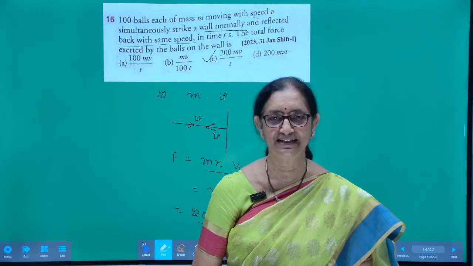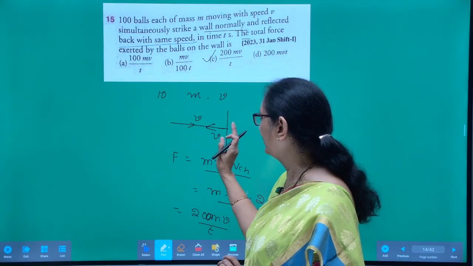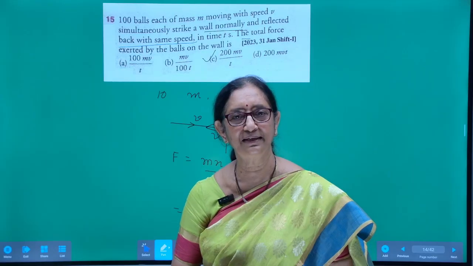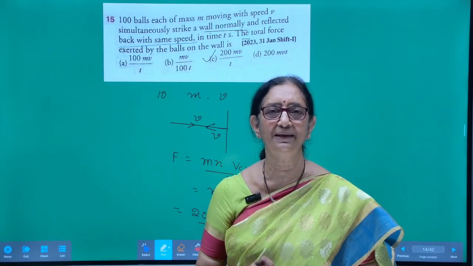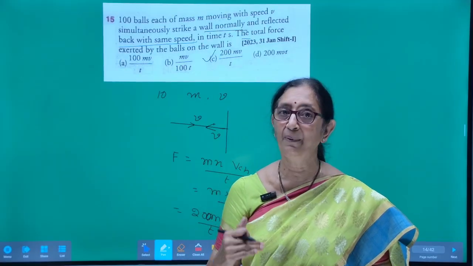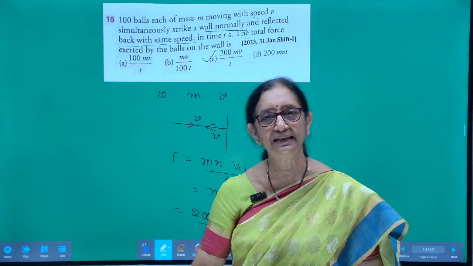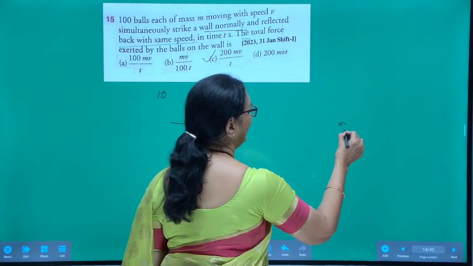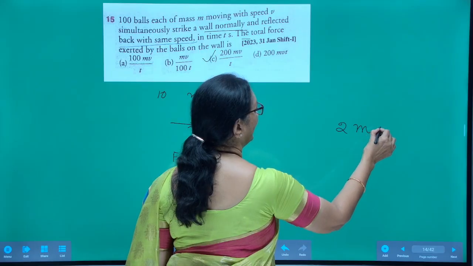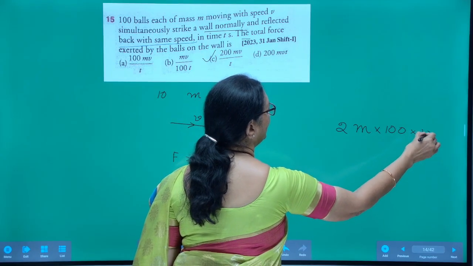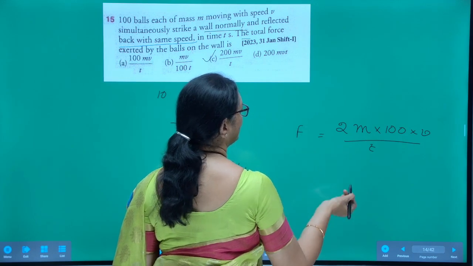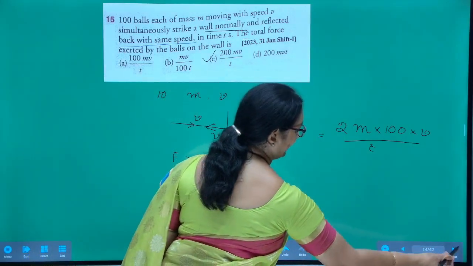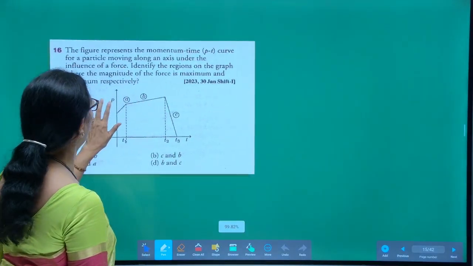So, directly you can say, isn't it? If the ball strikes the wall and bounces back with the same speed, change in velocity is 2v, change in momentum is 2mv, 2mv by t in case of one ball. In case of n balls, it is 2mnv by t. So, directly 2m, n is given as 100, into v by t, that is the force, or 200 mv by t is the answer, right. Let us move on to the next problem.